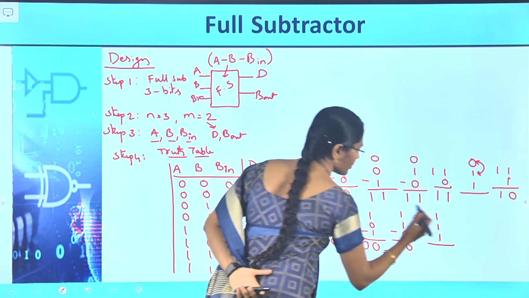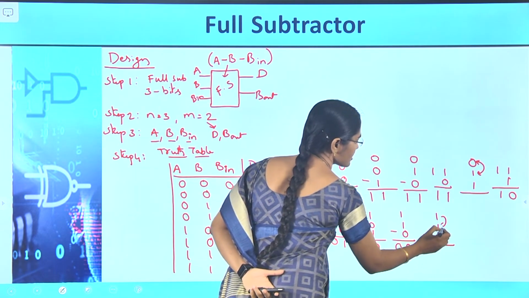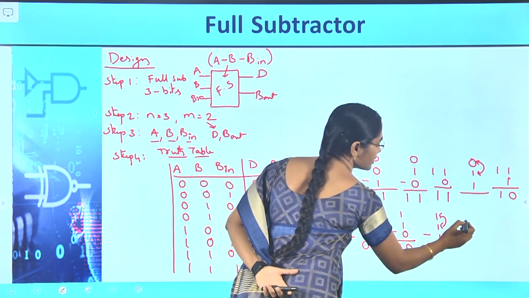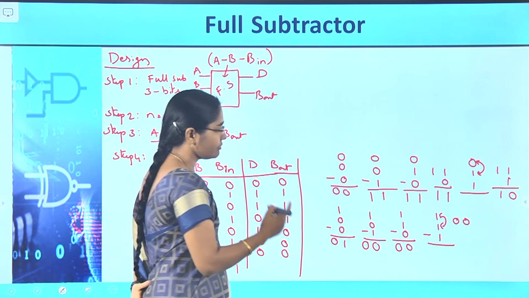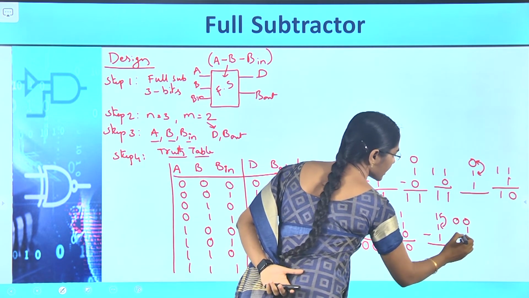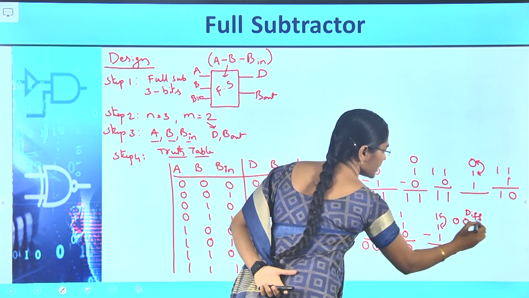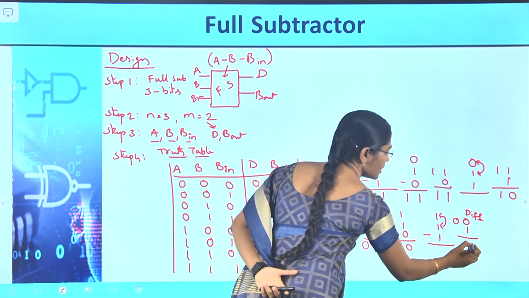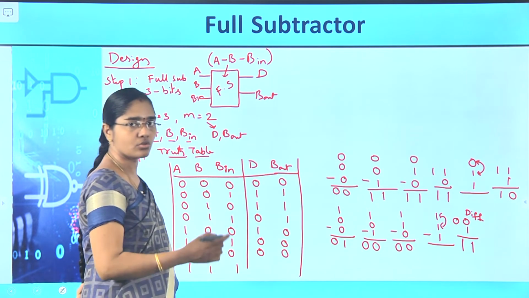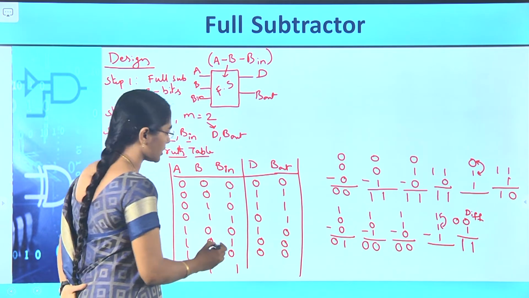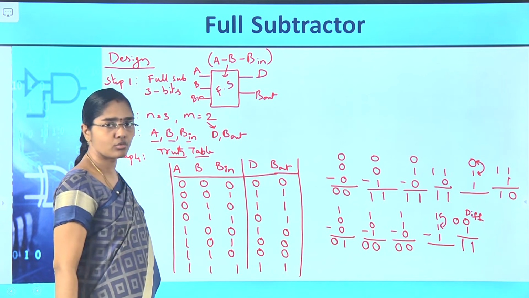Next is 111. Subtract 1 minus 1. First these two bits. If we subtract 1 minus 1, difference 0 and borrow 0. Then from that subtract 1 again. So this is the difference bit, and difference 0 minus 1 is going to become again difference 1 and borrow 1. So the previous borrow is changed to 1. Therefore for 111, difference 1 and borrow 1.